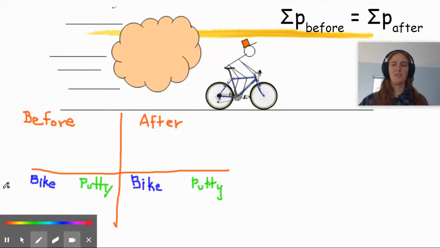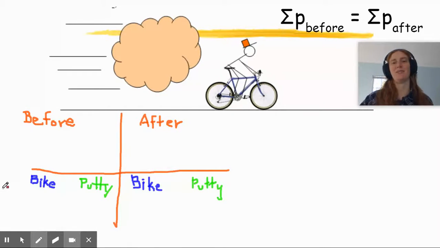All right, so the first thing I want to teach you guys is how to do a bar graph for momentum. So I'm going to think about the momentum before and the momentum after. So before, I have my bike moving. So my bike is going to have some amount of momentum here. And so that's the momentum of my bike. And then my putty also has momentum. And so we're going to say my putty has this much momentum beforehand.